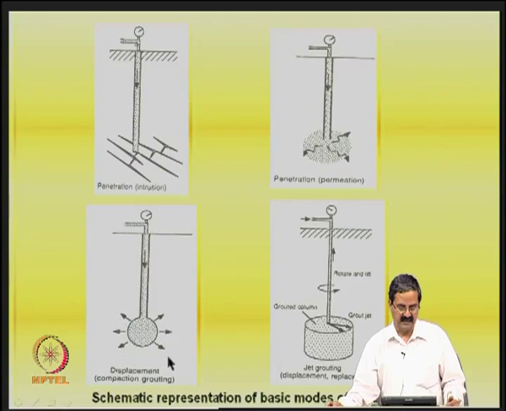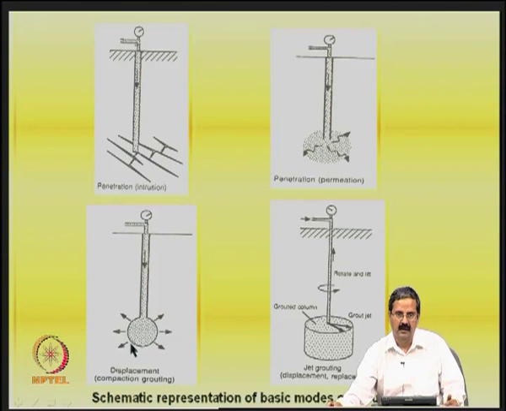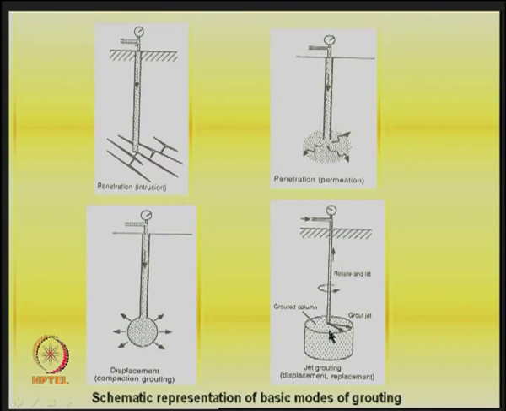The other way is displacement, as is typical in compaction grouting. It displaces, meaning it densifies the soil next to the bulb or whatever; you have the densified material here, and the soil next to it gets densified. Then you have jet grouting, which is again a displacement process, where there is some action of the jet that comes into the picture, it rotates and all that. We will see some videos now.